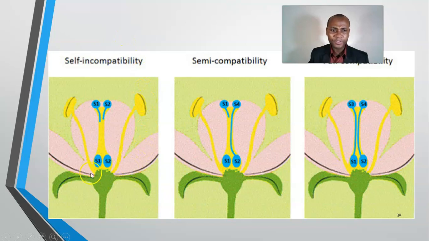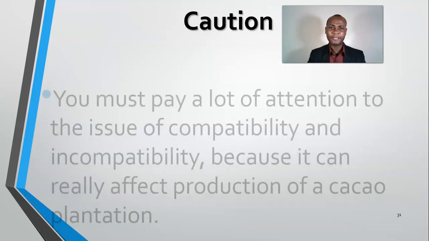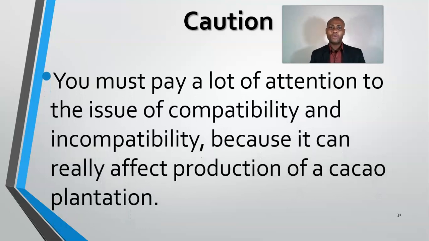Okay, so most cacao trees are like this. They are self-incompatible. So they cannot fertilize themselves. So most of the pods are developed as a result of cross-pollination. Now caution. You must pay a lot of attention to the issue of compatibility and incompatibility on your farm. Why? Because it can really affect the production of the cacao plantation.